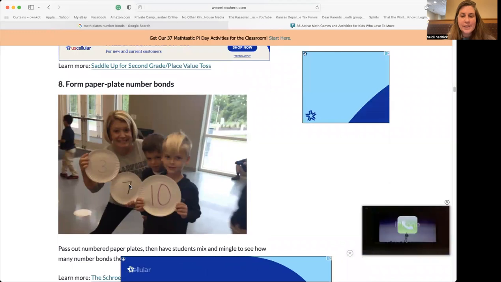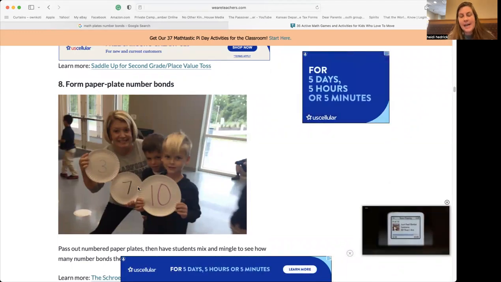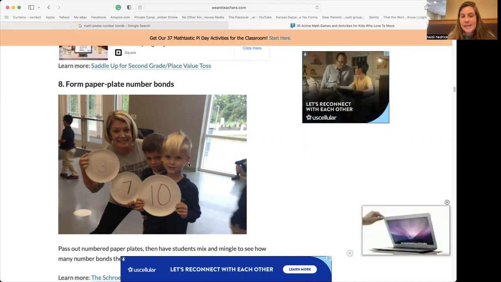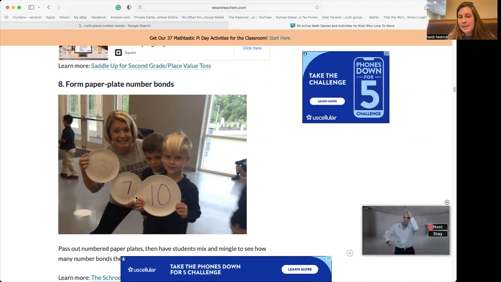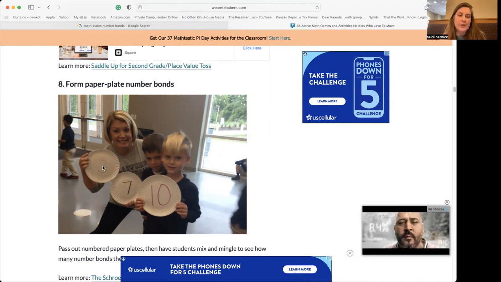It was really cool because what they did is they asked students to mix and mingle, and find different paper plates to see how many bonds they could make out of them. For example, you could do 4 and 6. If you had the number 10, the students knew because it was in red that that was the whole number. And so you could do different ones.